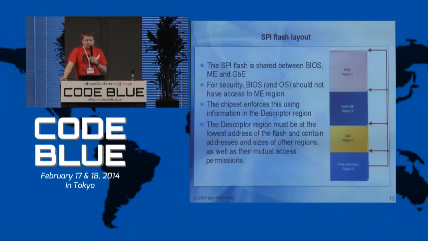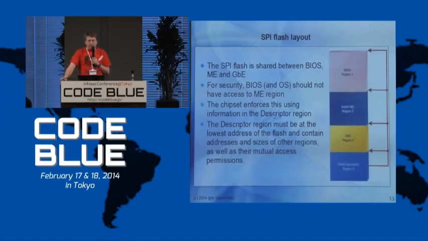Now, I mentioned that ME and the BIOS share the flash space, and this is how it's implemented. In the beginning of the flash, at the bottom, there is a region called the flash descriptor region, which is basically like a partition table. It describes the location and sizes of all other regions. For example, the typical layout is like this.